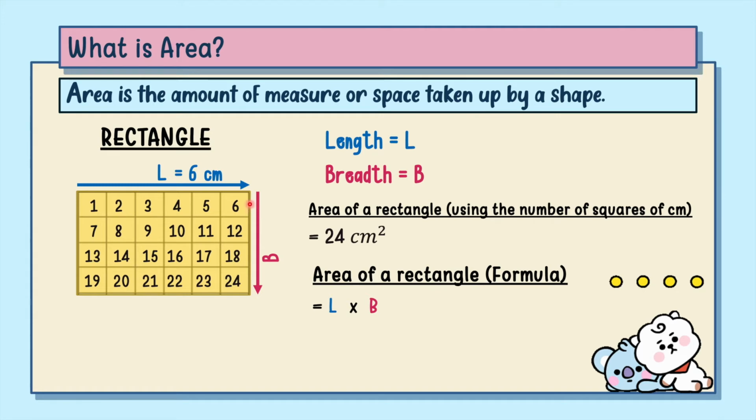Let's count it together. 1, 2, 3, 4. 4 squares. So I can write it down as 4 centimeter. So length is 6 centimeter times breadth is 4 centimeter. All I have to do is just times the 2 digits. So I have 24 centimeter squares. If you look here, the answer is the same, 24 centimeter square. This one is also 24 centimeter square. Answer is the same but different method.